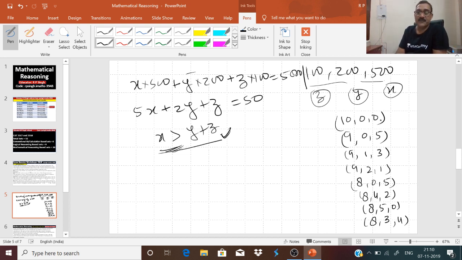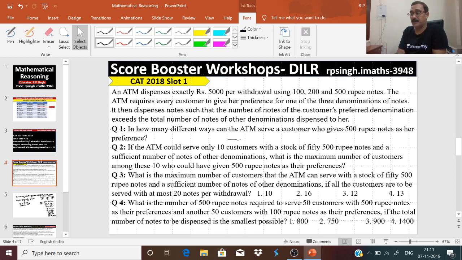So how many ways are there? So guys, 1 2 3 4 5 6 7 and 1 2 3 4 5 6 7 and 8 ways. So the number of ways is 8 ways. In 8 ways you can dispense with the 500 preferred denomination note.